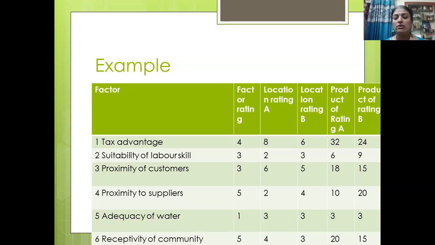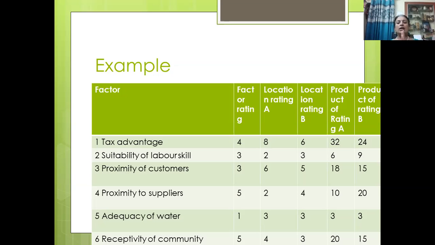These factors are given ratings like 4, 3, 3, 5. The factor most important for the person is proximity of supplier, so he has given 5. Then comes the receptivity of community, so he has given 5 to it. Like this we have to decide and give the factor rating. Next comes the location rating, which ranges from 8 to 6 and differs, and for location B also it is there.